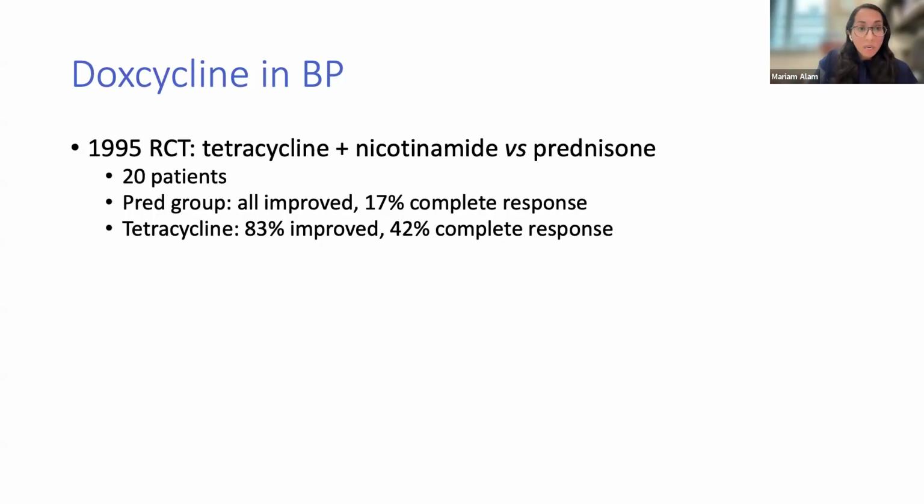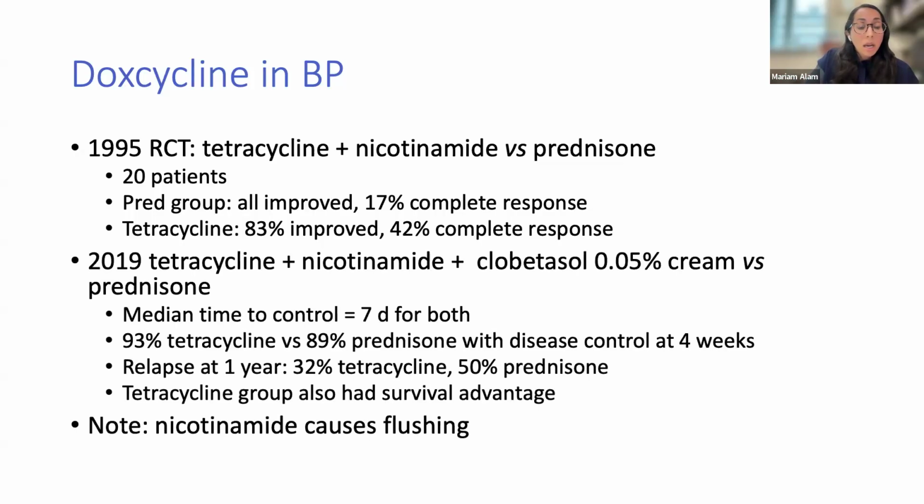So we have based a lot of our management of bullous pemphigoid off of this study, and have used doxycycline and nicotinamide as a strategy for people who are in that mild to moderate category of disease, given that they have a pretty low risk profile. There was a more recent study in 2019 that looked again at this question and it included clobetasol in the treatment regimen. So it had tetracycline plus nicotinamide plus clobetasol in one group, and then they compared that to people who were treated with just prednisone. And the median time to control of bullous pemphigoid was really similar for both. It was 7 days for both.